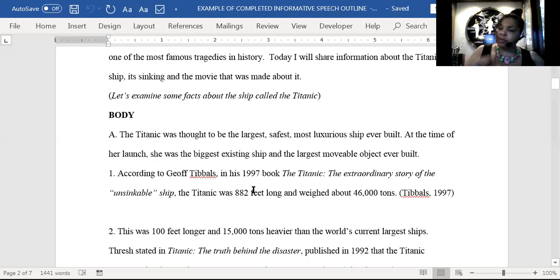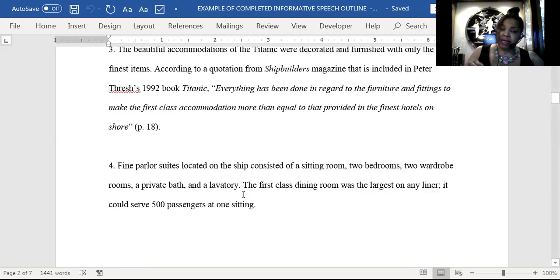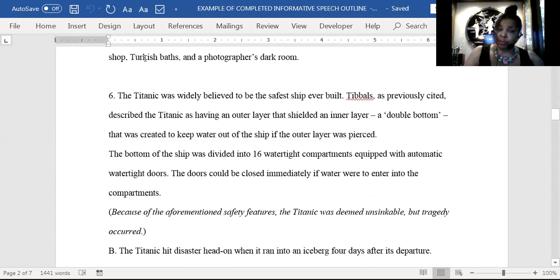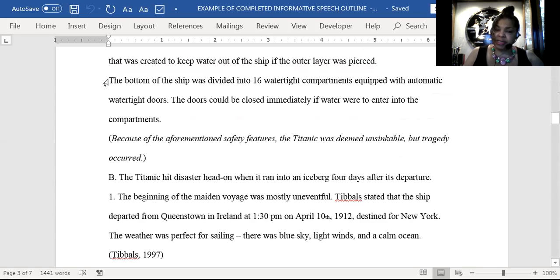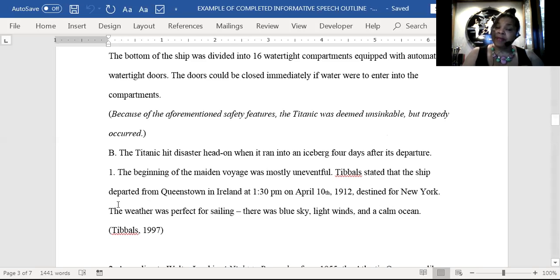Okay? You'll do the same thing. Now you have to transition, and here she does. She has 6 different points you guys want. Okay? Her next transition says, because of the aforementioned safety features, the Titanic was deemed unsinkable, but tragedy occurred. If you remember, her central idea, her second point, was that it sank in its inaugural sailing. Okay? So now she tells us, the Titanic hit disaster head on when it ran into an iceberg 4 days after its departure. She told us it sank. This is what happens.